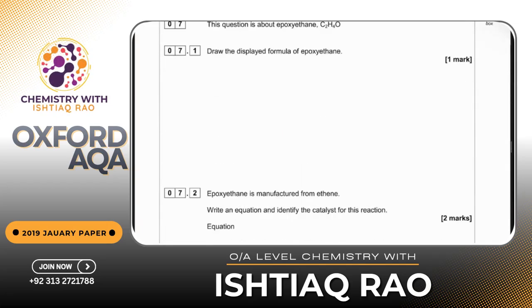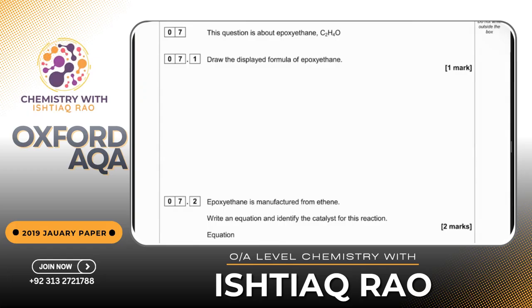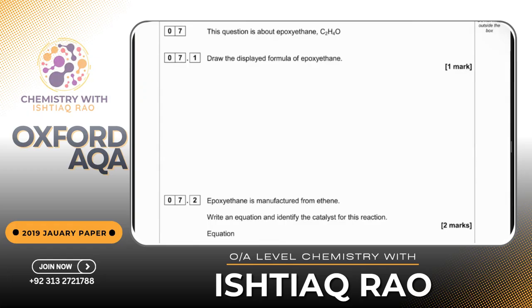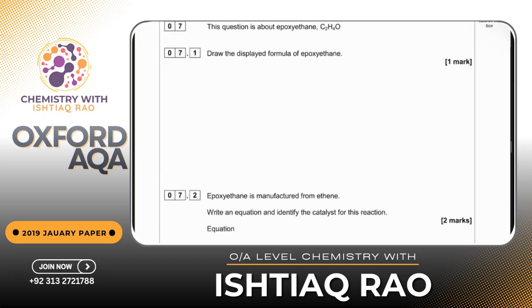This is the last question about epoxyethane. Draw the displayed formula of epoxyethane. Two carbon with one oxygen. So I would write two carbon with oxygen like that and four hydrogen atoms.